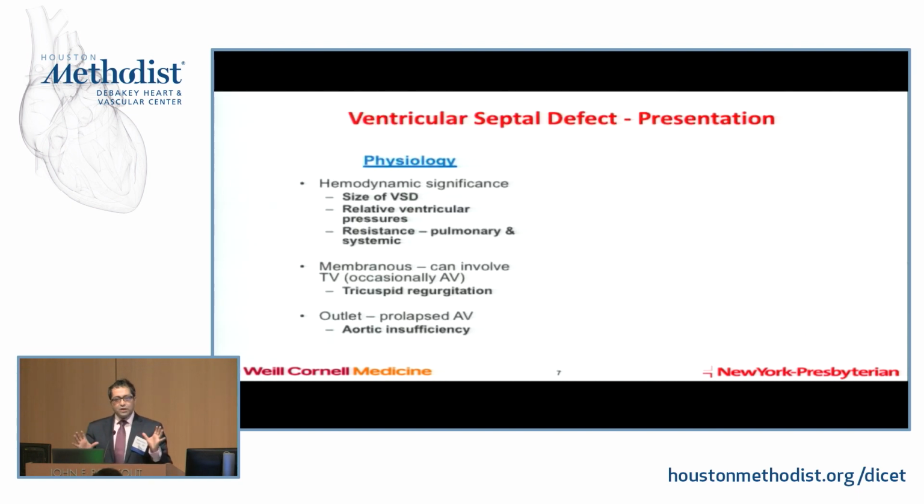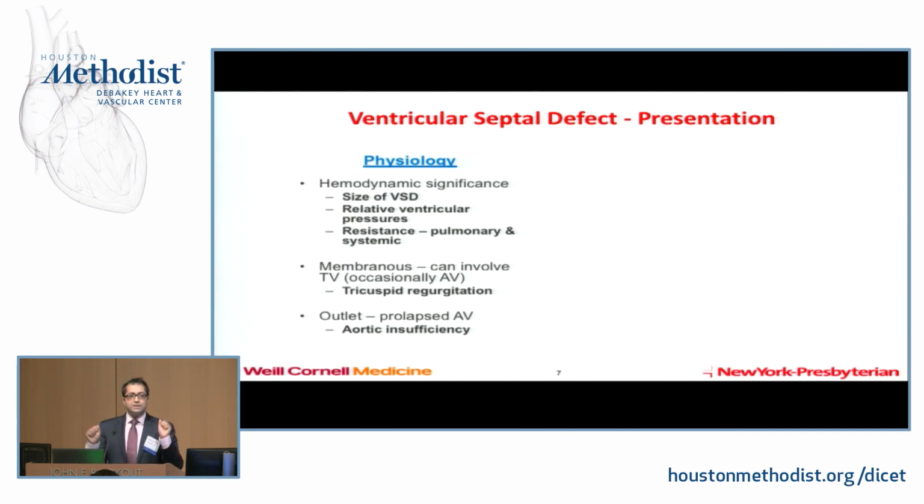When you think about the physiology of a VSD, very simply put, it's causing a left to right shunt. But unlike an ASD, which is before the tricuspid valve, the volume load happens during systole, and so it gets pushed out of the ventricle right away. Most of your problem is actually on the left ventricular side and the pulmonary arteries, and that's an important distinction from anomalous veins and from ASDs. But the hemodynamic significance is based on, first, the size of the VSD: a larger VSD, more flow.